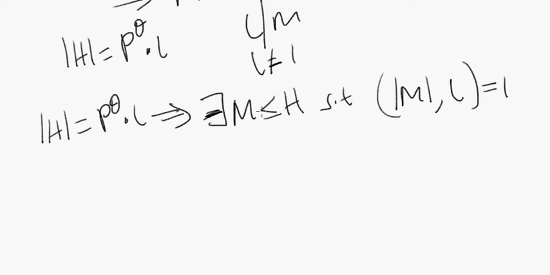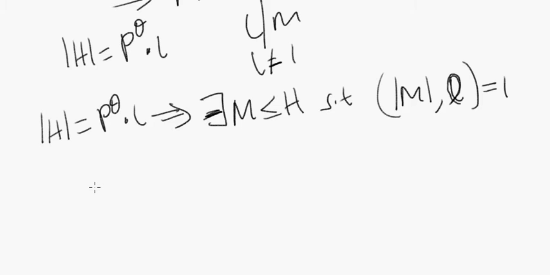Suppose this is true, that there is some subgroup m of h such that the GCD of the order of m and l actually equals 1. What is that telling us? Well, this is supposed to be l. I don't know why we decided to write it in this way, but that's what we have. So suppose that there exists such a subgroup.